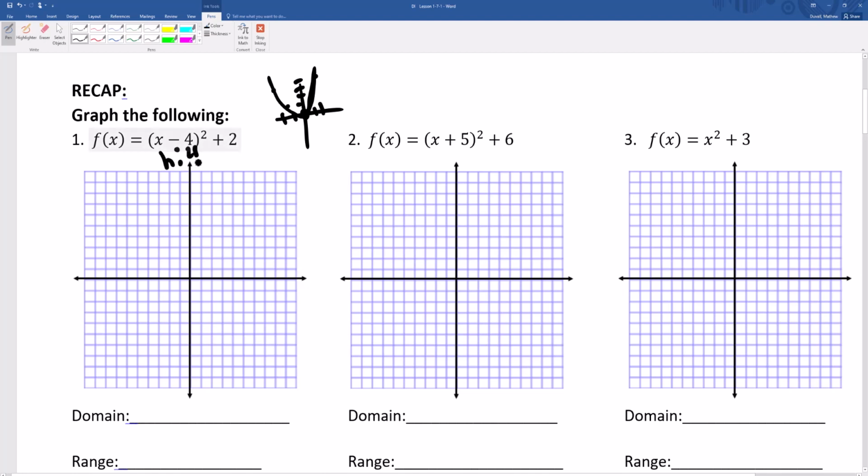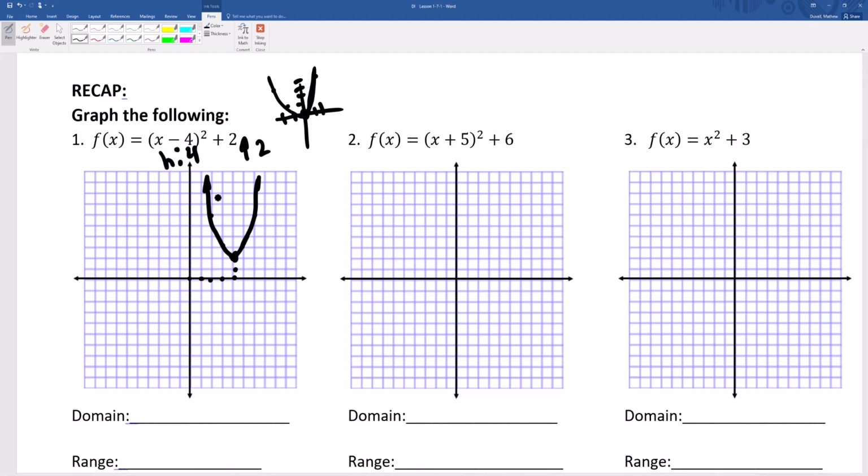The horizontal shift, +4. The vertical shift is 2. So starting at that 0, it's going to shift over +4 and up 2. So that's the new vertex. And then following the pattern, this is a thick pen, we get our parabola.